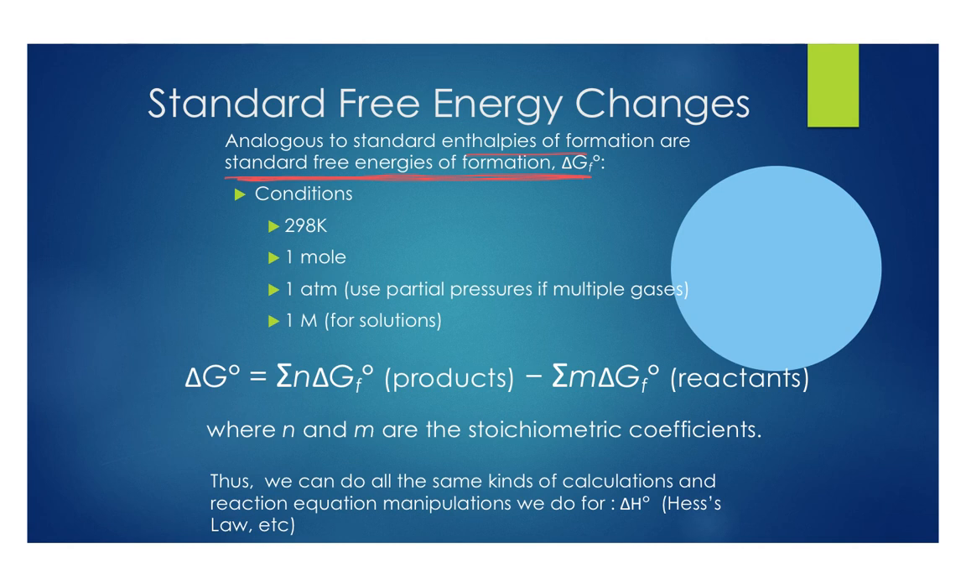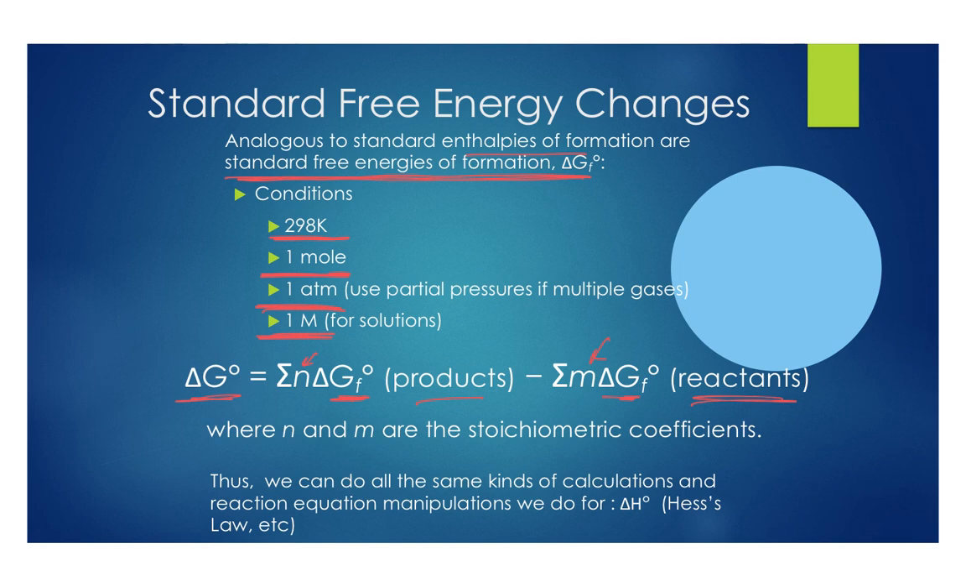In this particular case, the delta G of f is, again, a standard condition situation. So 298 K, 1 mole of the substance, 1 atmosphere of pressure. And if we're talking about solutions, the solutions would need to be 1 molar. Those are all conditions that need to be satisfied for us to conduct an estimation using standard free energy changes. But from there on, it's the exact same thing. Delta G is going to be the delta G of formation of the products minus the delta G of formation of the reactants, with the coefficients from the balanced equation factored in.